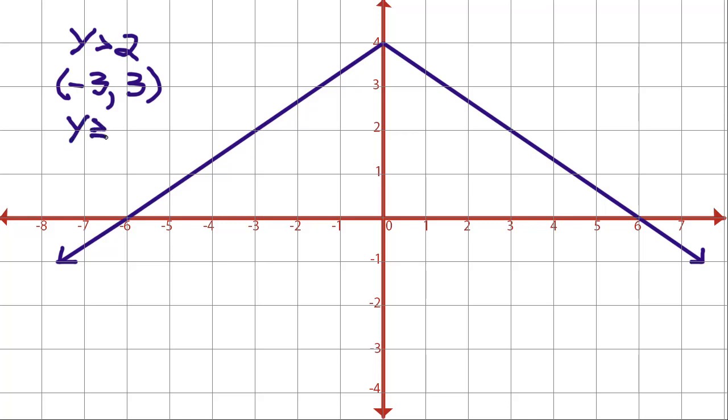Now let's look at y is greater than or equal to 2. Same thing, except I use a bracket. -3, and then to +3, and then again I'm going to close with a bracket to indicate that I am including the number -3 and the number +3 in the interval. If I want to know y is less than 2, it's a little trickier.